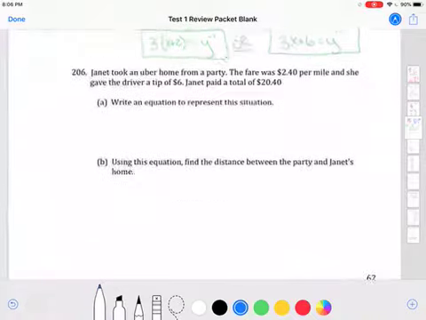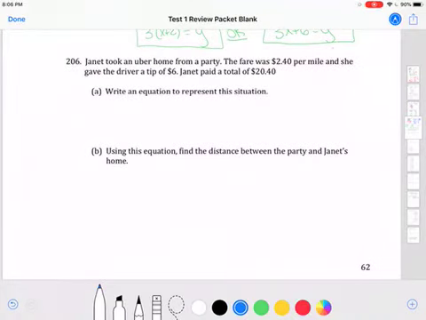All right, going back to some word problems and simplifying it down to write it as an equation using that algebra. So it says Janet took an Uber home from a party. The fare was $2.40 per mile, and she gave the driver a tip of $6. Janet paid a total of $20.40. A says to write an equation to represent this situation.